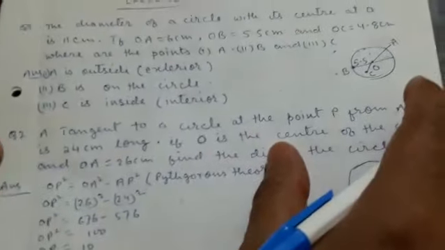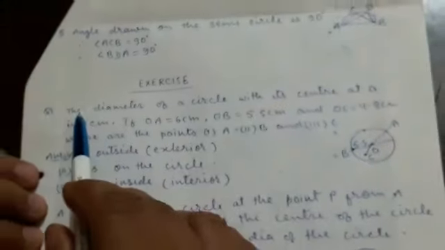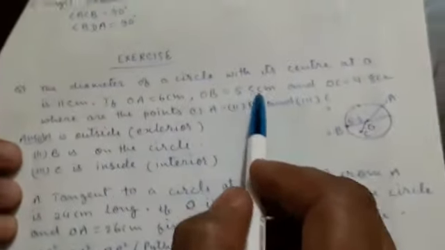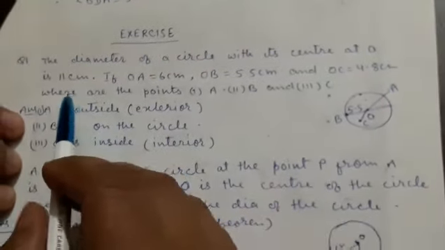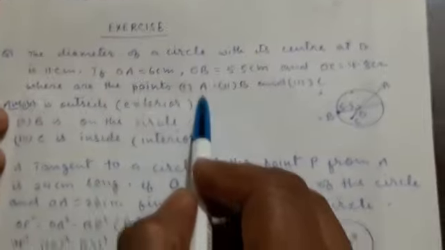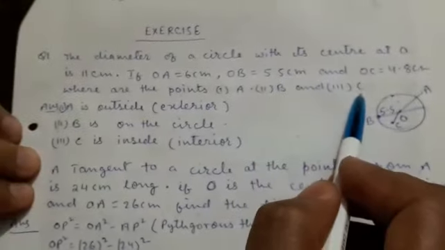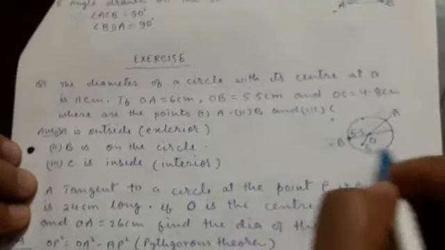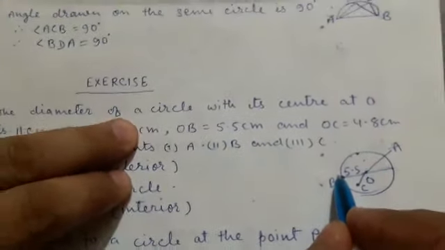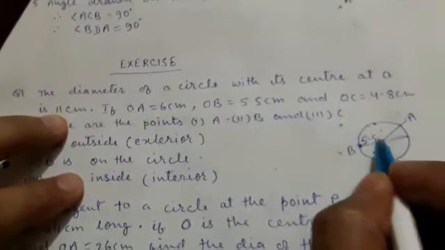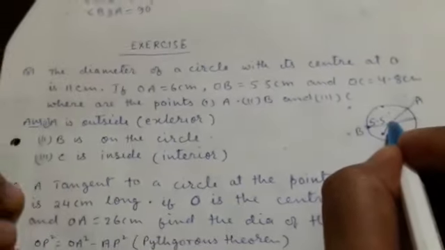Now children, let us start exercise. The first question of this exercise is, the diameter of a circle with its center at O is 11 centimeter. If OA is 6 centimeter, OB is 5.5 centimeter, and OC is 4.8 centimeter, then we have to find out where are the points A, B, and C. In this figure, see, it is written diameter. Diameter is 11 centimeter. It means its radius will be 5.5 centimeter.